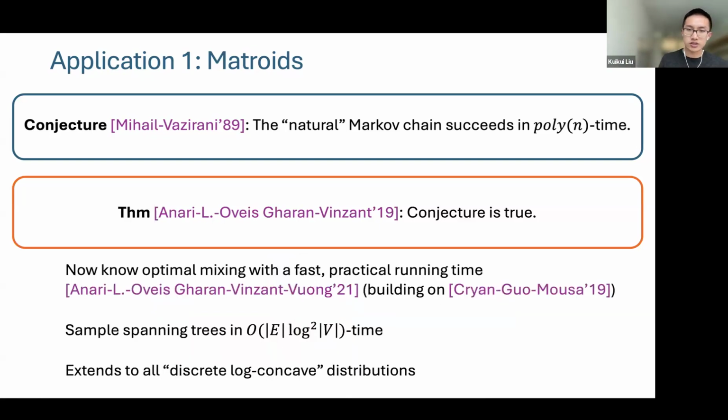And maybe I also want to mention that since then, using more sophisticated techniques, we also managed to bring down the running time. In particular, we now have nearly linear time samplers based on this Markov chain. And this currently yields, for instance, the fastest known algorithm for sampling spanning trees in graphs. And it also extends to a very natural discrete analog of log concave distributions.